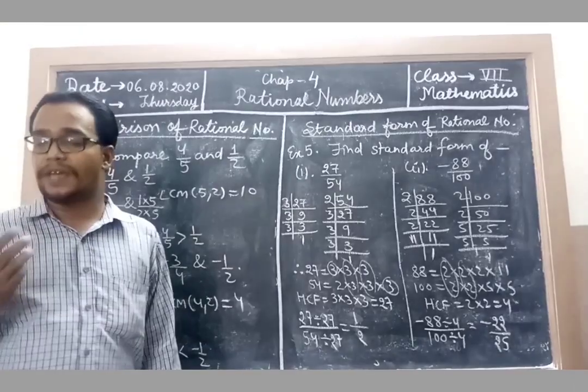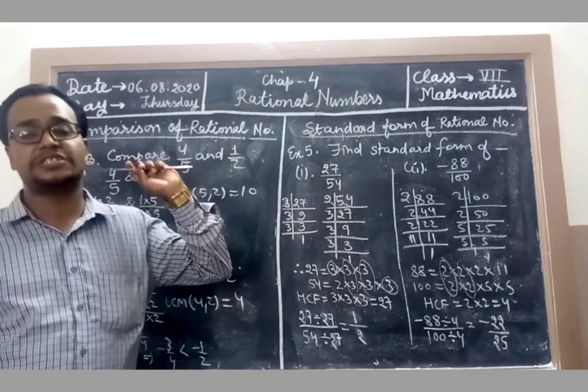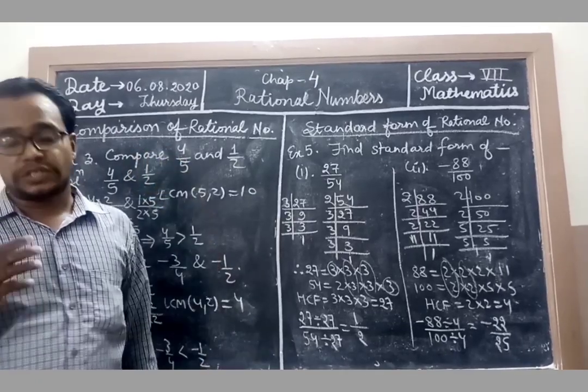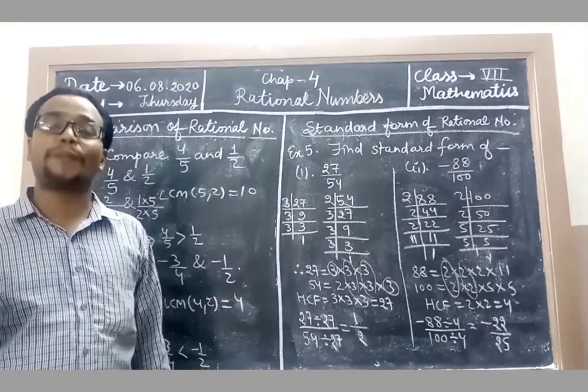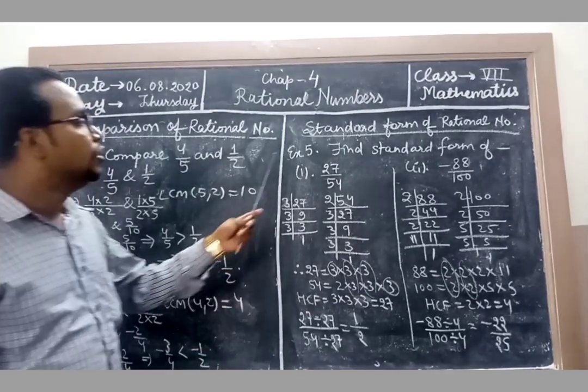So if the rational number is of the form a upon b, and a and b are co-prime numbers, then it means they are in standard form. Standard form means a and b are co-prime numbers. Co-prime number means HCF is 1. For example, 27 by 54.